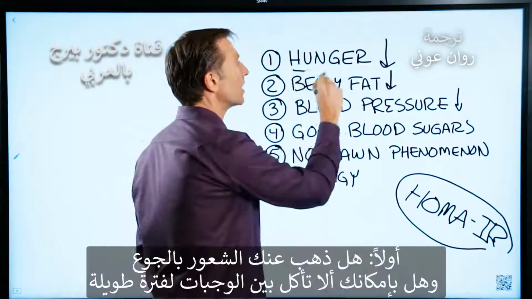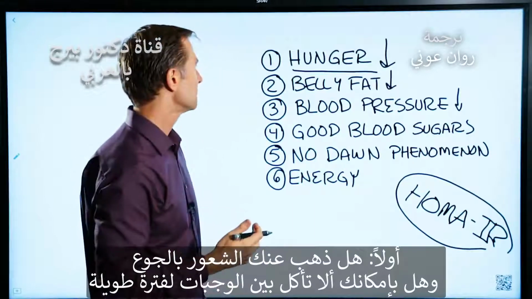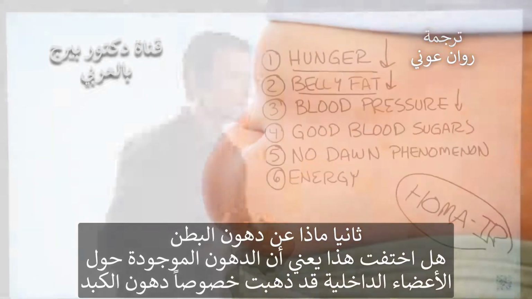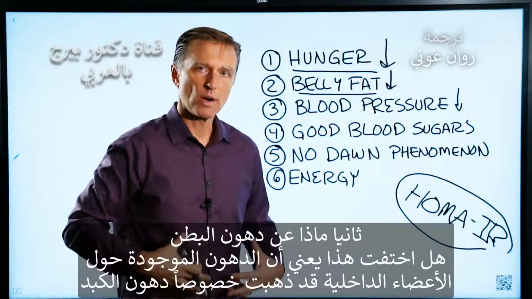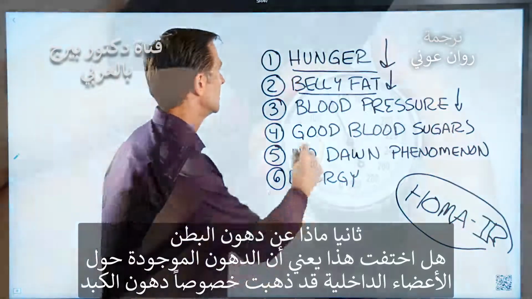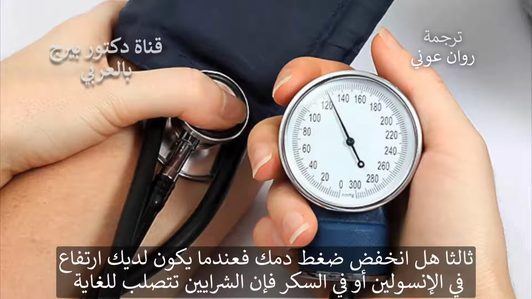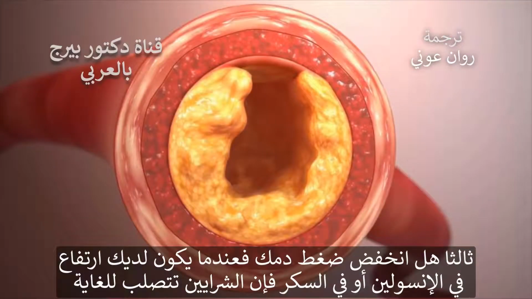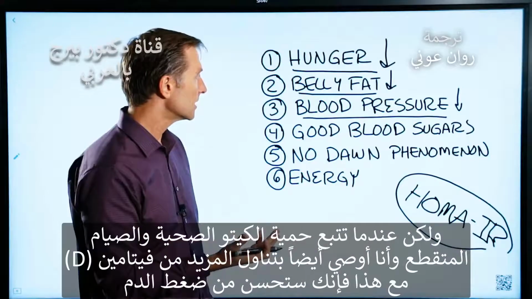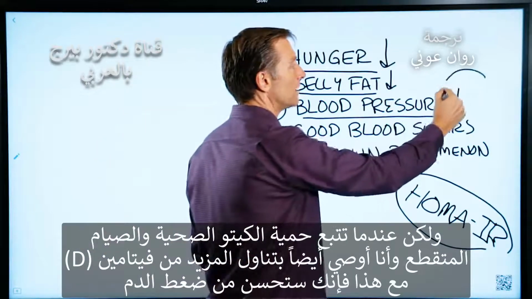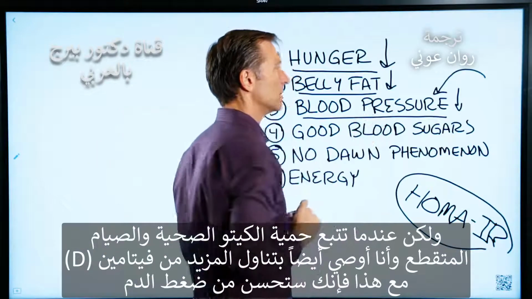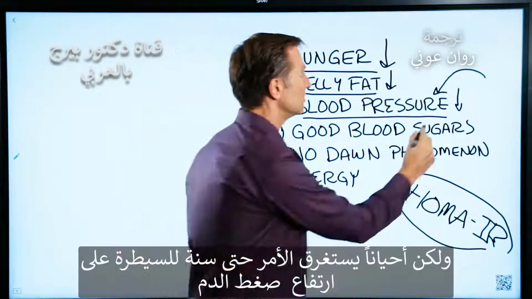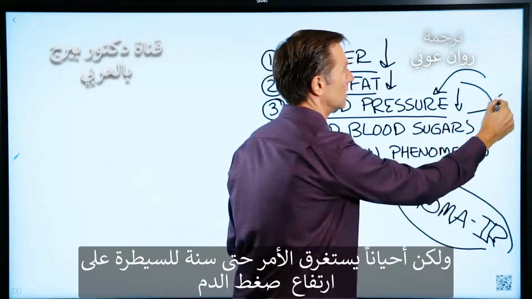Number 1, is your hunger going away? Can you go longer between meals without eating? How about your belly fat? Is it disappearing? That means the inside of the fat around the organs is going away, especially the liver fat as well. Is your blood pressure going down? Now here's the thing, when you have high insulin or high sugars, the arteries get really, really stiff. And when you do healthy keto and intermittent fasting, I would also recommend more vitamin D with this, you can improve blood pressure. But sometimes it takes up to a year to get this under control.